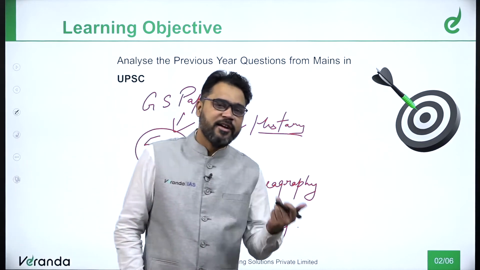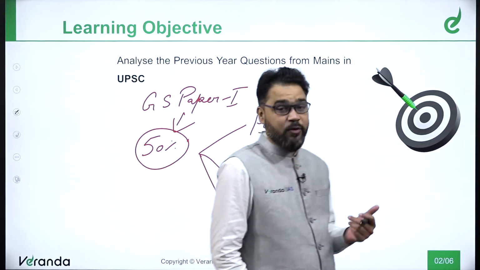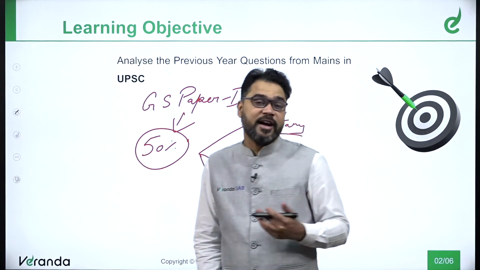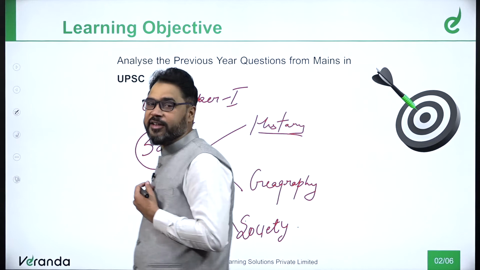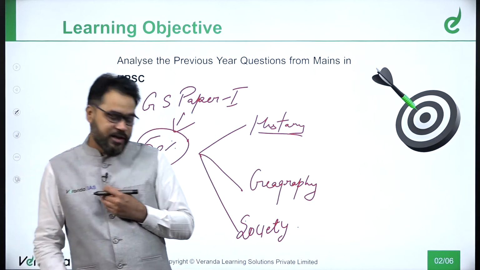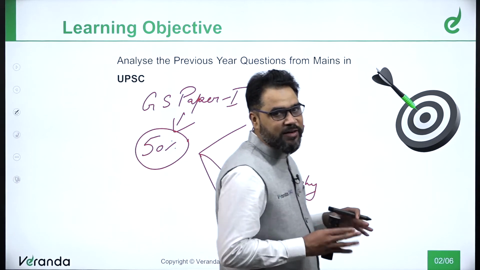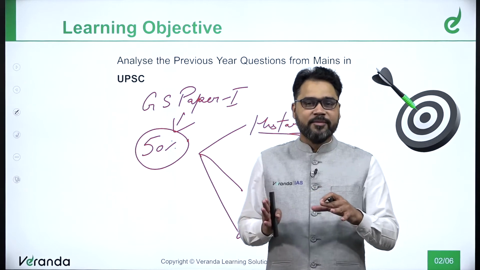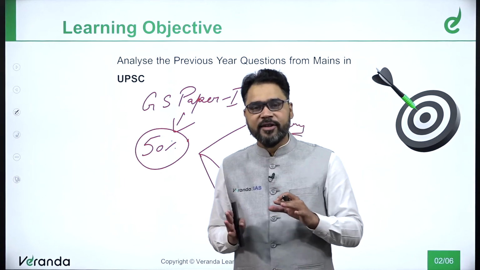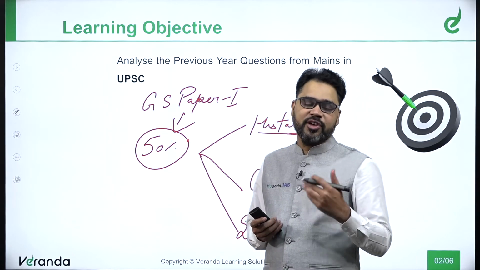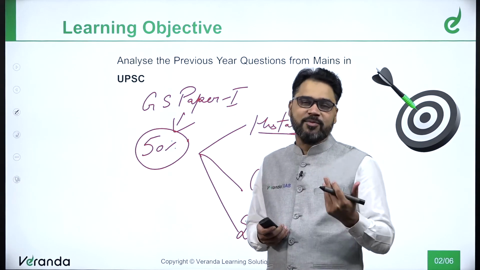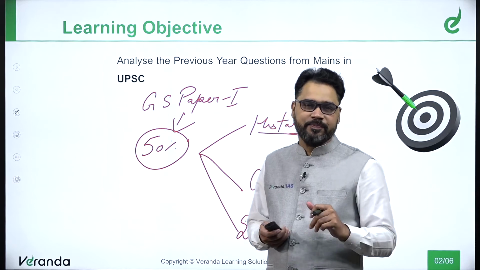Now almost 50% of the questions in the GS paper 1 will be coming from the segment of history, art and culture. We have already discussed what should be the right idea, what should be the right approach, how you have to go for an answer, and how the answer that you have written is going to increase your chances to score the maximum marks in that particular question.